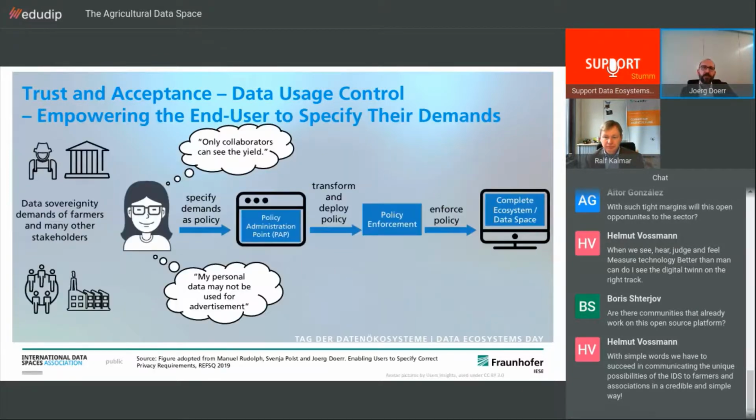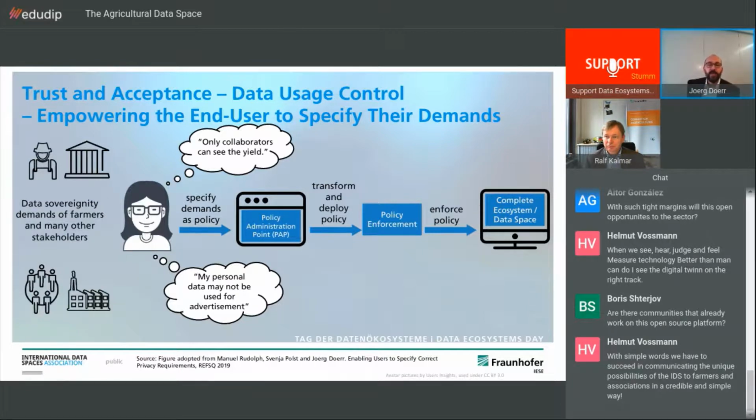But we have a big problem with that one, and that is what we try to depict here. On the left side, we have the people, right? The people that have some kind of demands that they would like to specify. We call those the policies. The data sovereignty demands of the farmers and the other stakeholders are diverse and really different. And you don't want them to have to deal with a technical system. You want a very simple interface where they can, in natural language or just by selecting things, state their policies, what should happen.